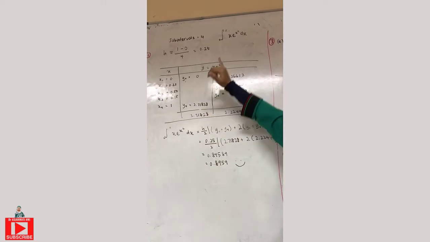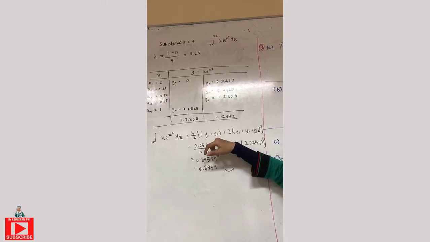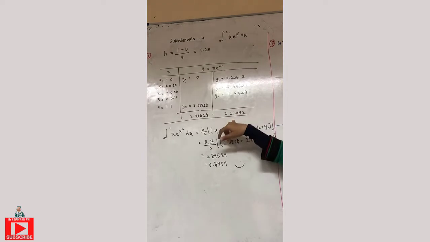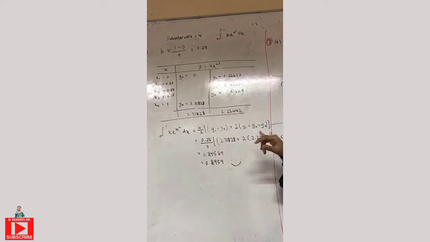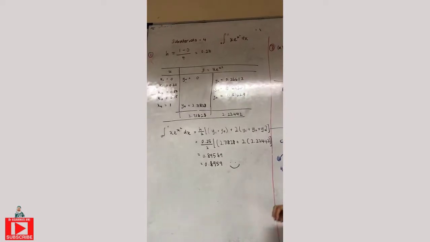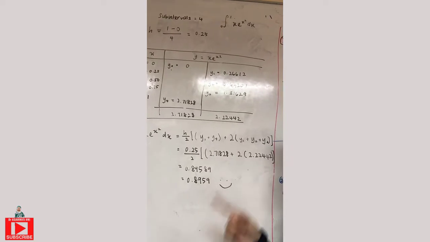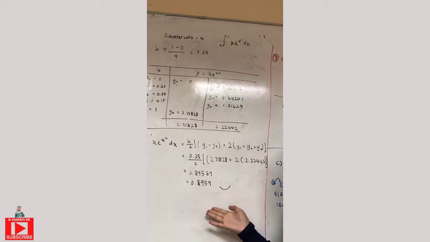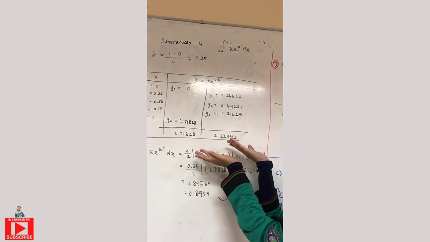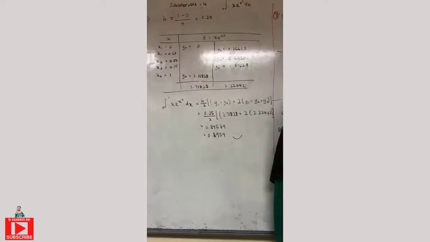Macam h kita dah dapat 0.25. So kita substitute dalam ni. y0 tambah y4 which yang ni lah. Lepas tu y1, 2, 3 ni yang ni. So kita substitute. Lepas tu kita selesaikan. Lepas tu dia punya soalan dia minta 4 decimal places. So kita bagilah apa yang dia minta, kira bagi 5 decimal. Okey, dah.